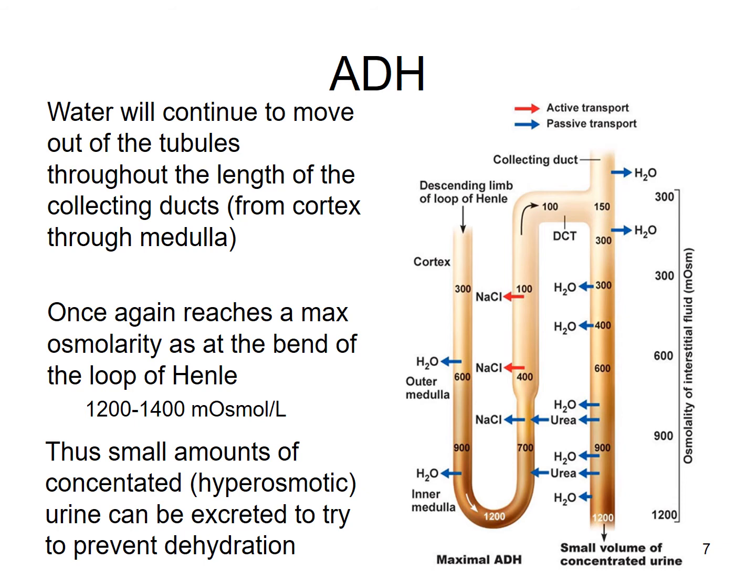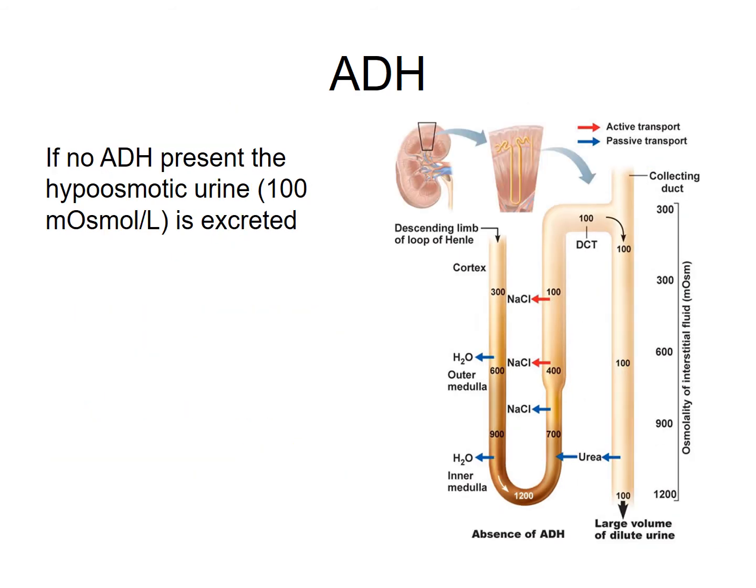Now, what is it that happens if you don't have ADH present? Well, if you don't have ADH present, then those aquaporins don't open up in the collecting duct, and therefore the collecting duct is impermeable to water, and that highly dilute urine passes on through and gets excreted.